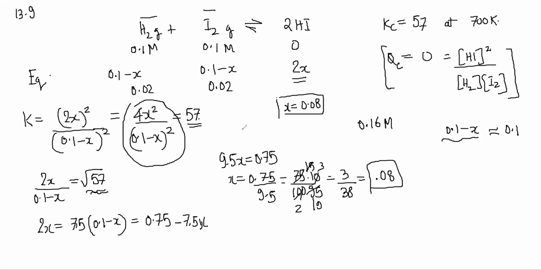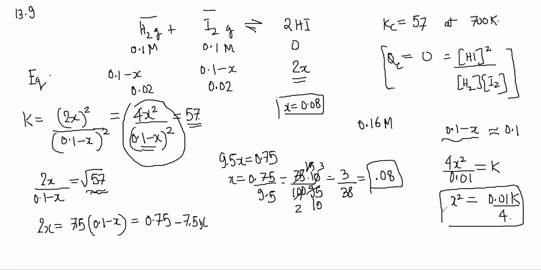Then you can immediately solve by saying 4x square by 0.1 minus x is almost the same as this, so 0.01 is equal to k, right? Because 0.1 minus x is 0.1 only, and 0.01 it will become, right? And you will get x from x square is equal to 0.01 k by 4, right?